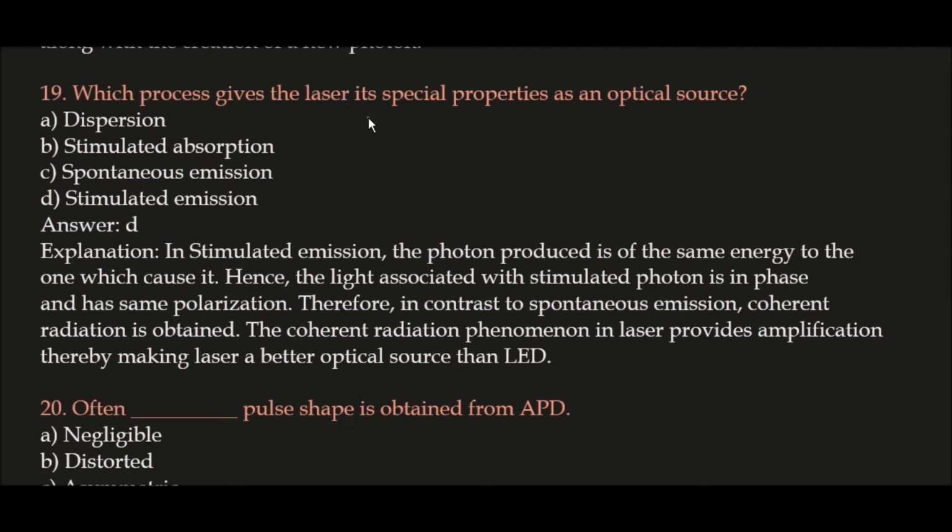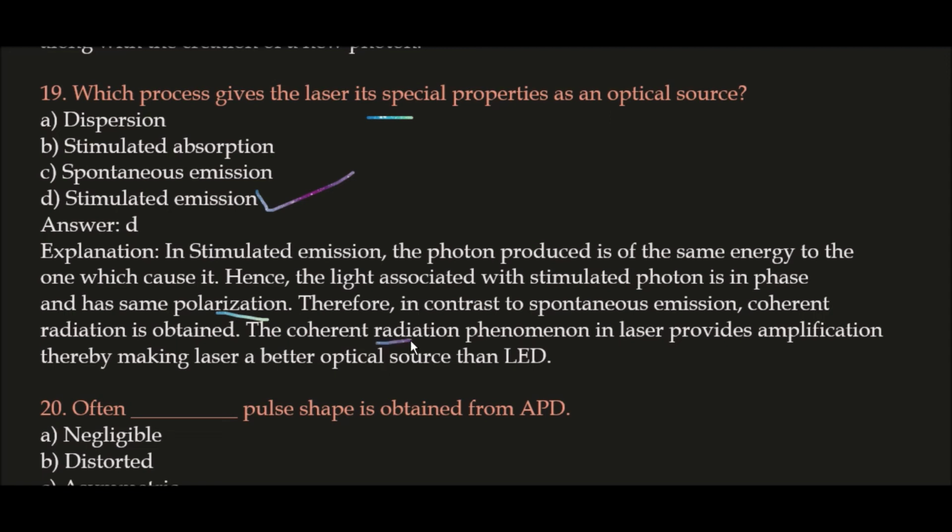Which process gives the laser its spatial properties as an optical source? Here the correct answer is option D, stimulated emission. In stimulated emission, the photon produced has the same energy as the one which caused it. Hence, the light associated with the stimulated photon is in phase and has the same polarization. Therefore, in contrast to spontaneous emission, coherent radiation is obtained.